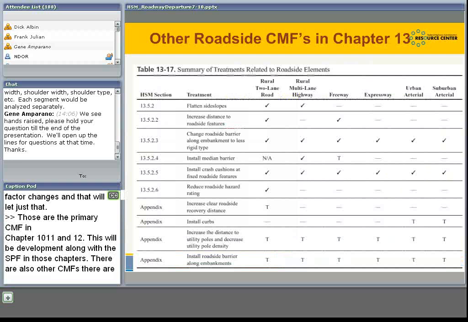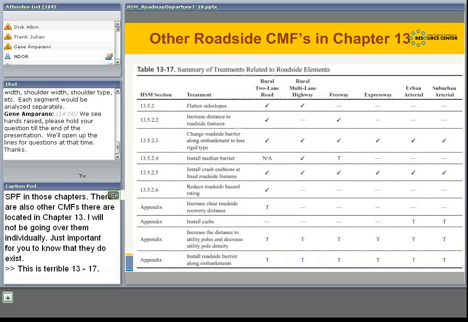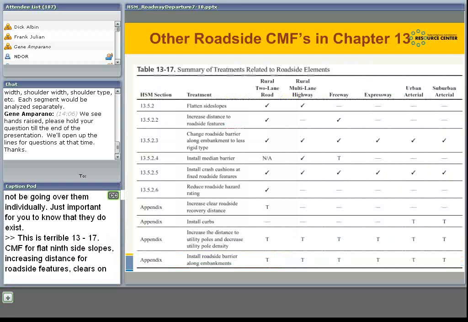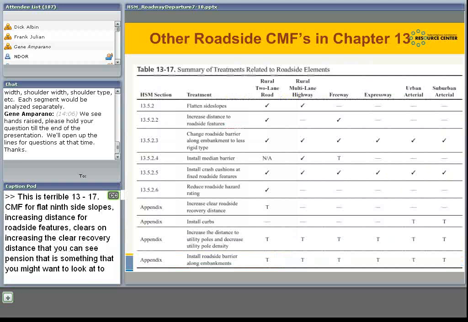Okay, so those are the primary CMFs that are in chapters 10, 11, and 12. And those were developed and go along with the SPFs in those chapters. Now there's also other CMFs that are located in chapter 13. I'm not going to be going over each of these individually, just important for you to know that they do exist. This is table 13-7 that shows a summary of treatments related to roadside elements.